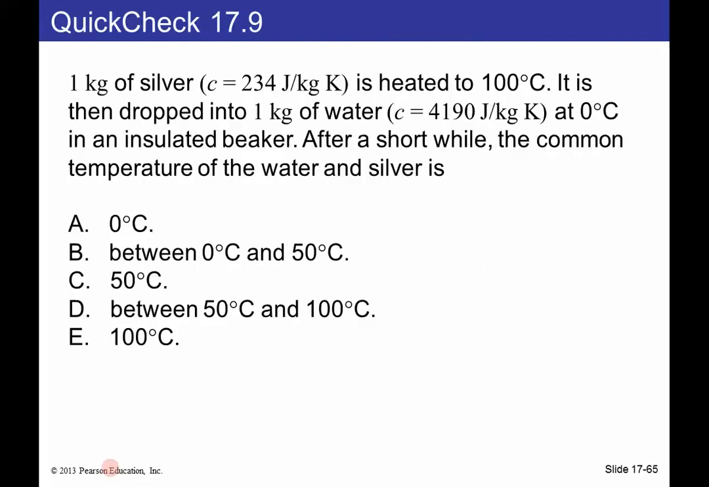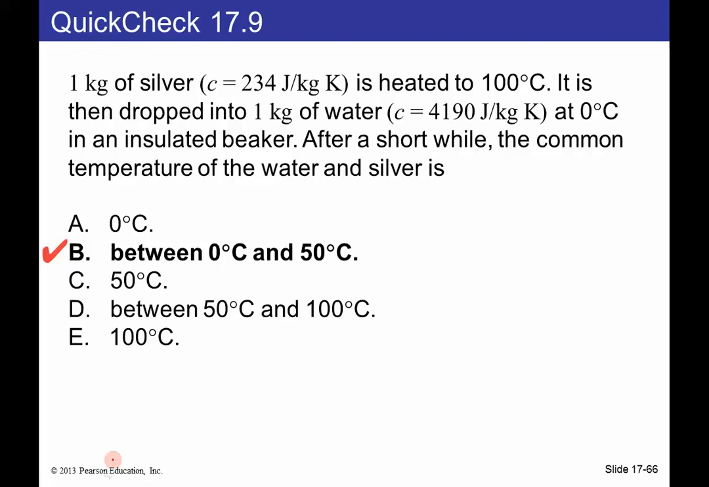We have another question here. 1 kilogram of silver, and this is its specific heat, is heated to 100 degrees Celsius. It is then dropped into 1 kilogram of water, right, at 0 degrees. And all this is insulated. After a short while, the common temperature of the water and silver is what? 0 degrees, between 0 and 50, 50 degrees, between 50 and 100, or 100 degrees Celsius. Take a minute to answer this question.